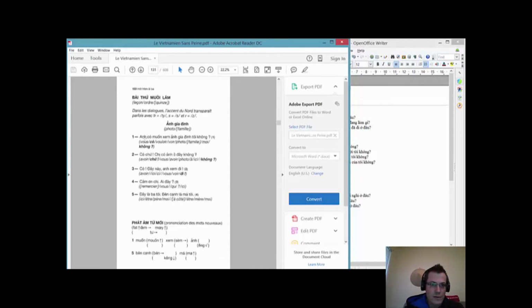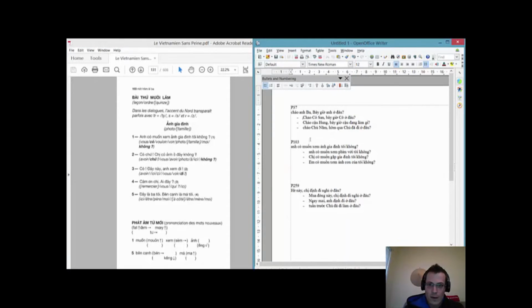This is one. So, anh có muốn xem ảnh gia đình tôi không? So, would you like to see a picture of my family? So same thing, you're just swapping things out. So instead of seeing a picture of the family, do you want to see a movie with me? Anh có muốn xem phim với tôi không? Or instead of seeing something, do you want to meet my family? Chị có muốn gặp gia đình tôi không?